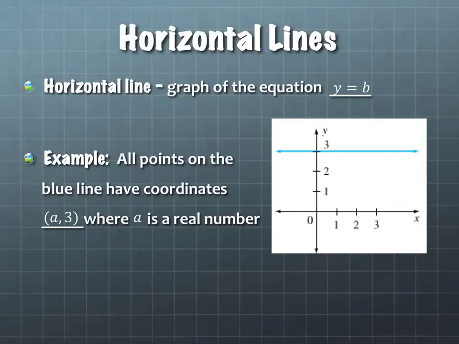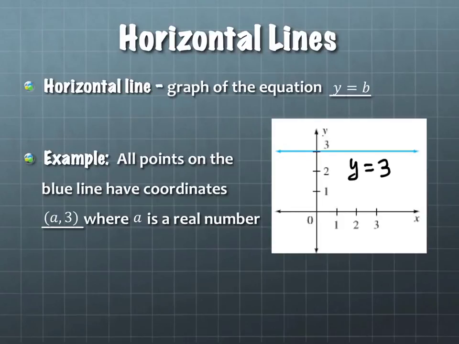And all points on this blue line will have coordinates (a, 3). So the second coordinate, the y value, is constant. It's the same for every single point that I would plot along that blue line. And so this line has the equation y equals 3, because every point along that line has a y value of 3.